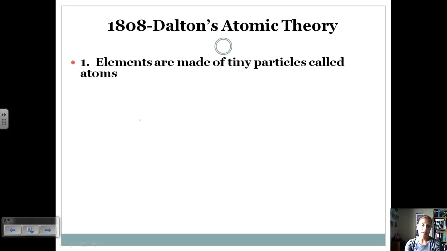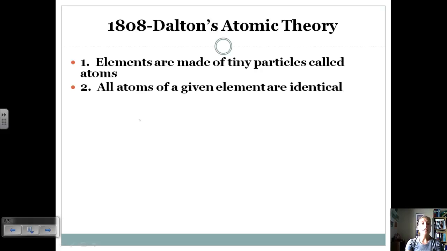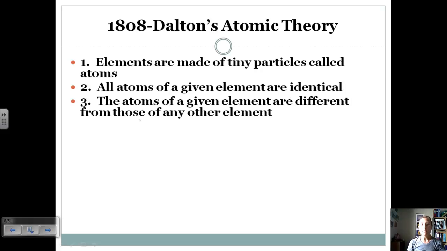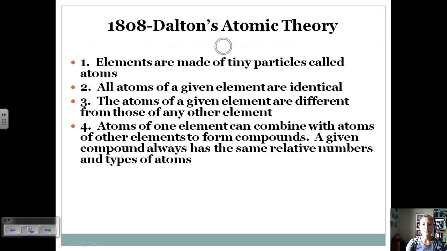Well, after this, in 1808, Dalton, he's a scientist, he did a lot of work with atoms, and he came up with a theory, and it had 5 postulates. So first he said that elements are made of tiny particles, and we're going to call these particles atoms. And then he said that all atoms of a specific element are identical. So if you had some gold and then had gold from another location, those atoms would look identical. But they're going to be different from maybe lead or silver or some other atoms from another element.